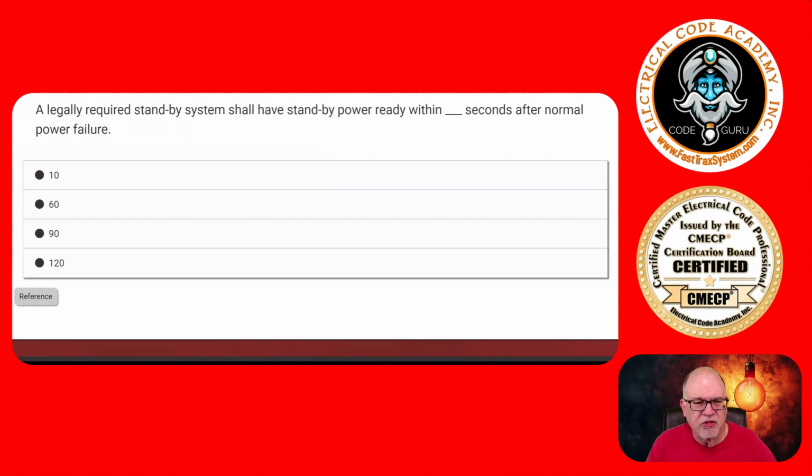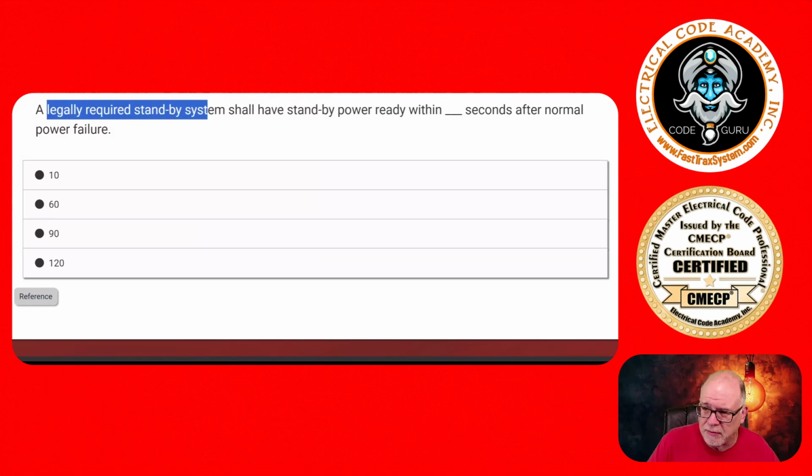So for example, in this question right here, you'll be using the table of contents, and you'll also be using the index and getting familiar and looking up certain words, certain phrases in the index and in the table of contents. All this is going to do is help broaden you and give you a better understanding of how the code is maneuvered. So this question says a legally required standby system.